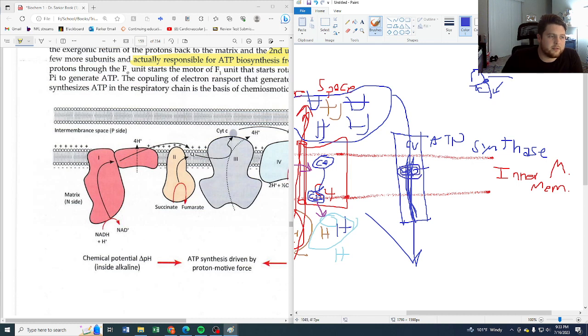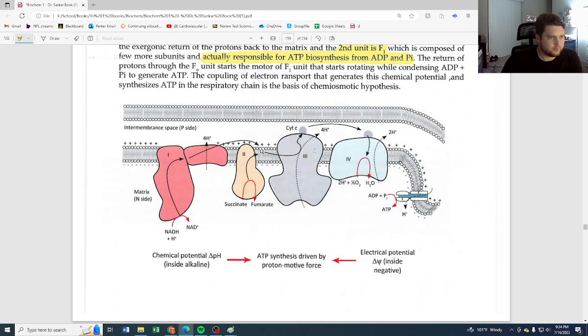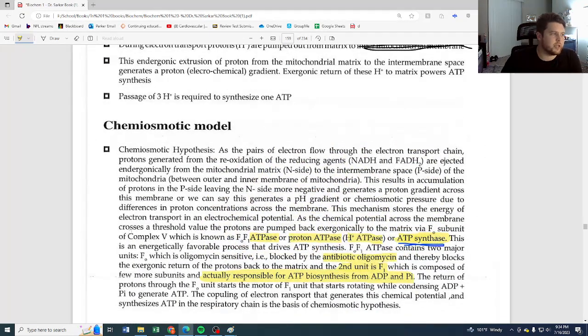So this starts to spin, which then attaches to another little motor here, which causes this to get energy, which actually combines the ADP and the phosphorus and makes ATP. So the movement of the hydrogen causes the ATP synthase in here to spin and drives that motor, and that motor uses that energy to produce ATP. That's what all of this just said.